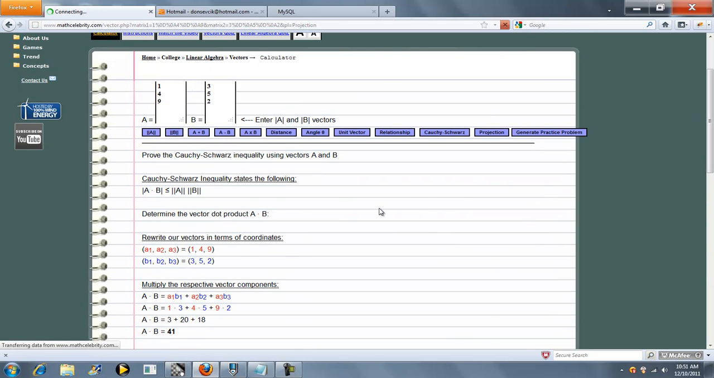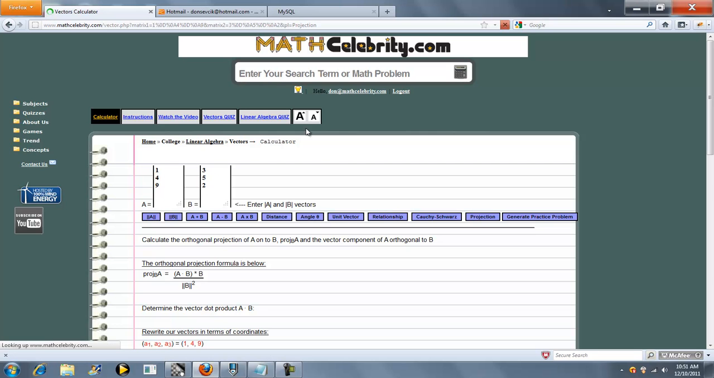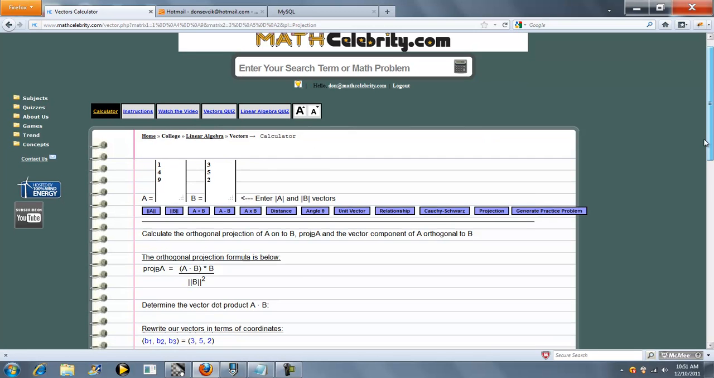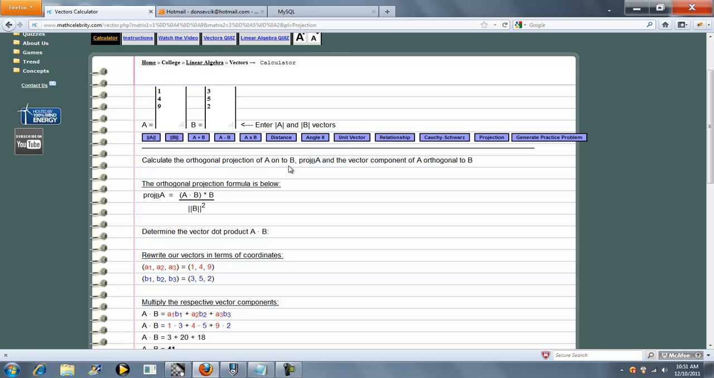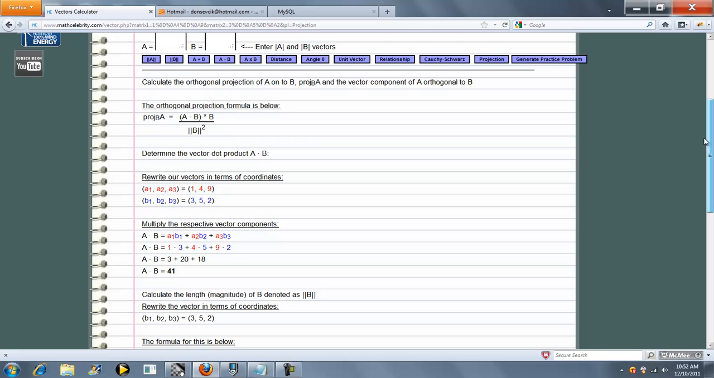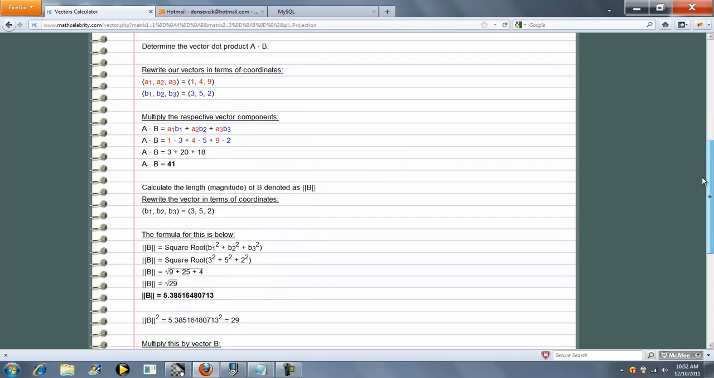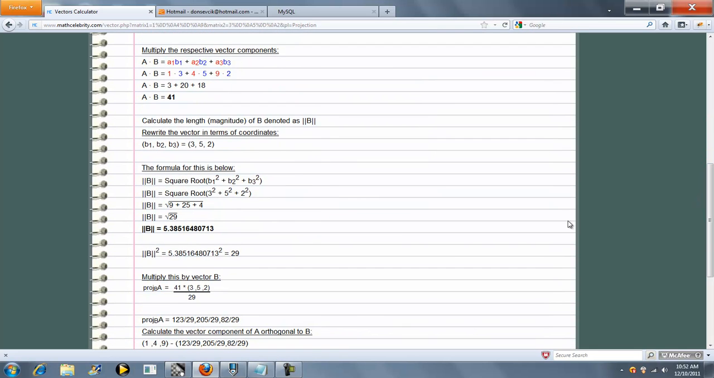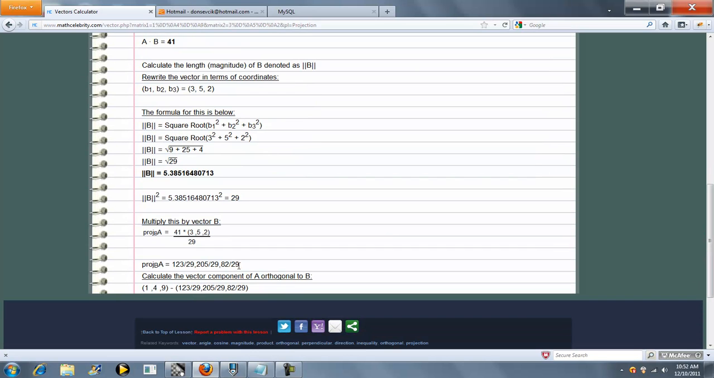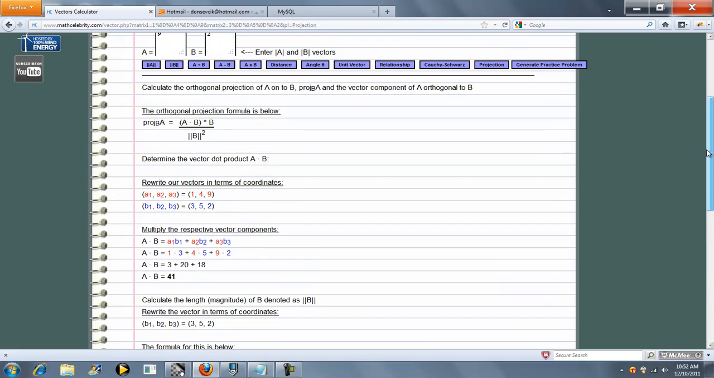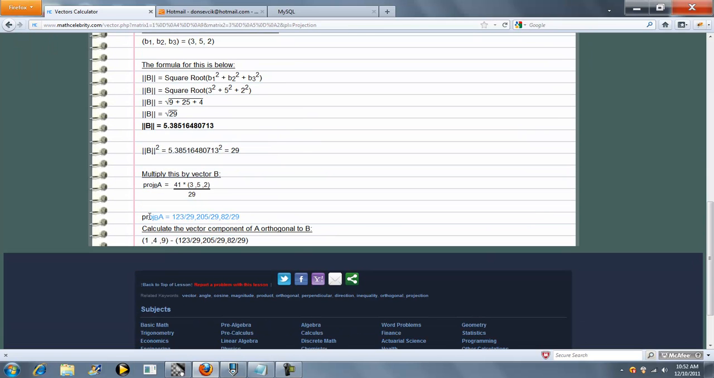Finally, our projection button. So we're going to calculate the orthogonal projection of A onto B, and the vector component of A orthogonal to B. So here's the formula to project. Scroll down here in the math. A lot of this we've seen already. And here's our numbers. And then here's the projection of A onto B. And the vector component of A orthogonal to B.